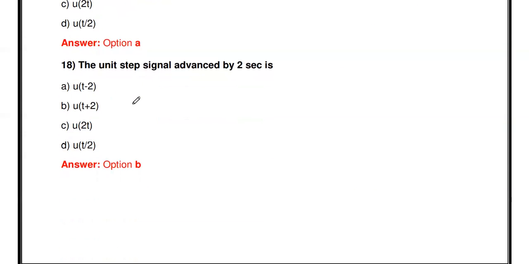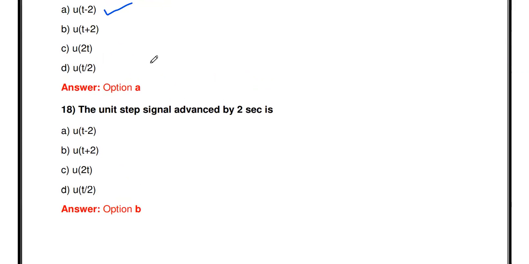Then the unit step signal advanced by 2 seconds. Advanced by 2 seconds means that the actual unit step signal starts at 0, and when advanced by 2 seconds, the signal starts at time t equal to minus 2. That's why the signal can be represented as u of t plus 2.